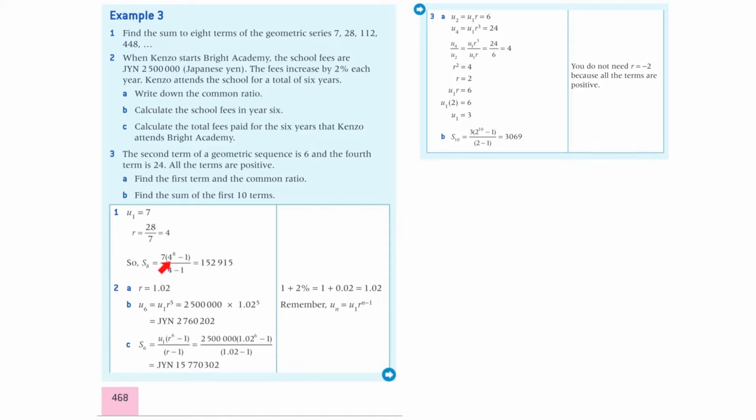So we've got 4, that's R to the nth power. That's how many terms? 8. Minus 1 divided by R minus 1. And we get 152,915.